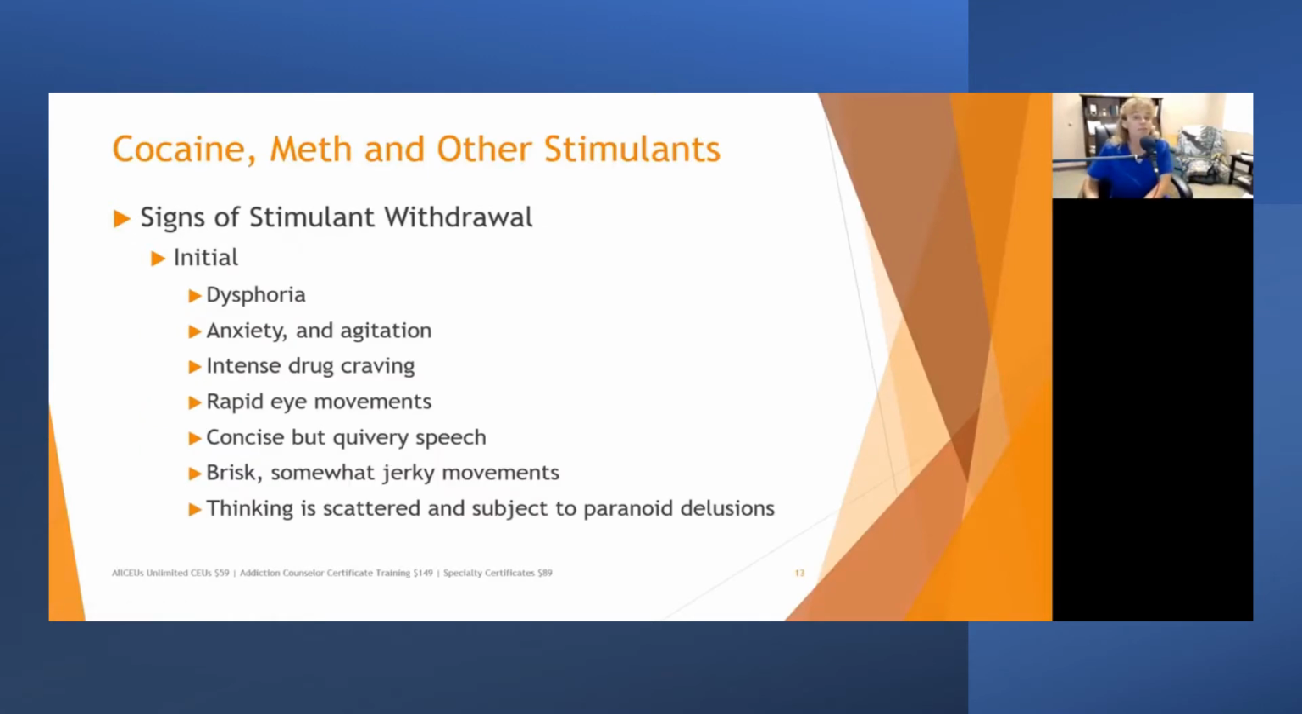Signs of stimulant withdrawal. Remember, withdrawal symptoms are generally the opposite of what the intoxication symptoms are. So with stimulant withdrawal, the person becomes dysphoric. When they're on stimulants, they may be giddy, excitable, the life of the party. When they are not using, they may be flat and dysphoric. They may have some anxiety or agitation, intense drug cravings, rapid eye movements, concise but quivery speech, brisk but somewhat jerky movements, and their thinking is often scattered and subject to paranoid delusions.